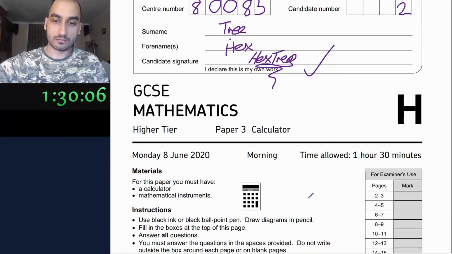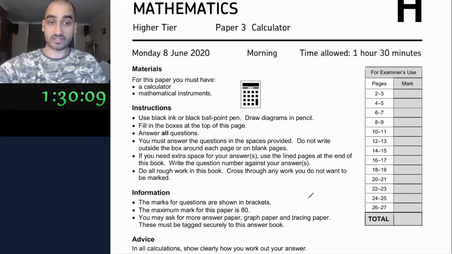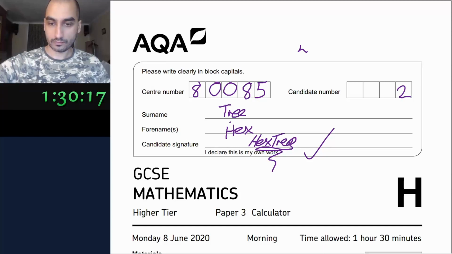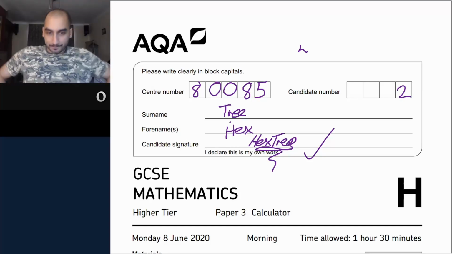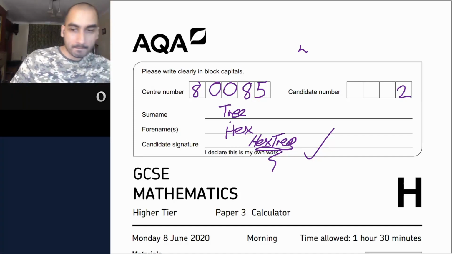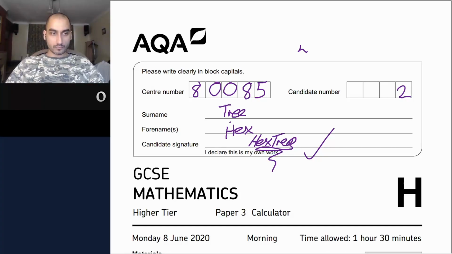Pencils down, pens down. Pens down, because you have to use black ink or black ballpoint pen. All right, let's mark it. So I reckon 79 out of 80. I'm quite optimistic about this. Okay. Let's close live splits.